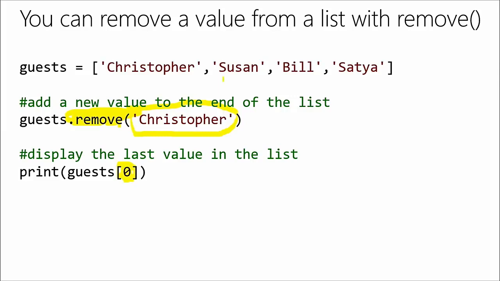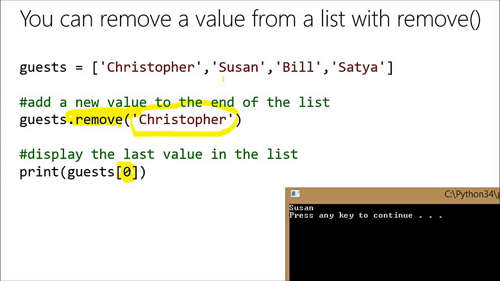It doesn't leave an empty list item. It actually removes that entry from the list. So now the first item in the list will be Susan. It's not leaving a blank behind. It's actually removing that value from the list completely. Okay.